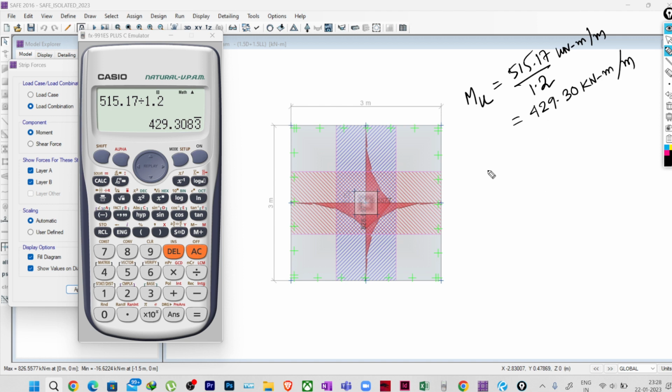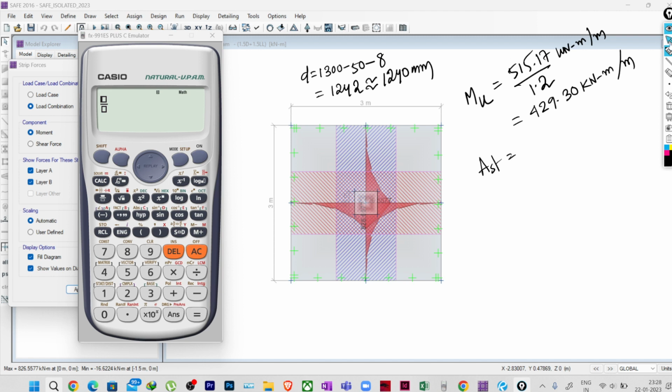Fine. So for this, if you find the Ast, what is the Ast that we'll be calculating? To find the Ast, we need the effective depth. We have considered the overall depth of 1300 mm. So the effective depth will be 1300 minus 50 mm cover, and if you consider 16 mm diameter, half of that is 8, so it will be around 1242, which we can consider as 1240 mm. So this is the effective depth we are considering.